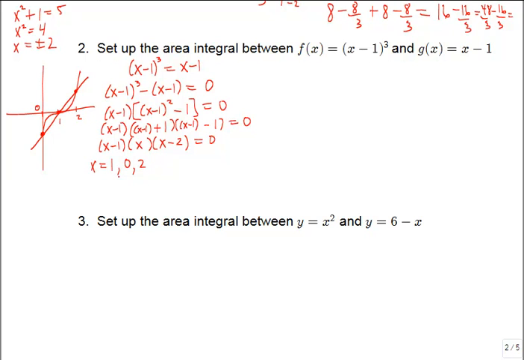And remember, we're actually going to need 2, because on the interval from 0 to 1, right in the middle, it's the cubic function that is on top. So that first integral with bounds from 0 to 1 should be the cubic function first on top minus the linear function on the bottom. And then we're going to add to that the second integral, which will go from 1 to 2, and that has the line on top, so the x minus 1, and then we're going to subtract from that the cubic function, which is now on the bottom.